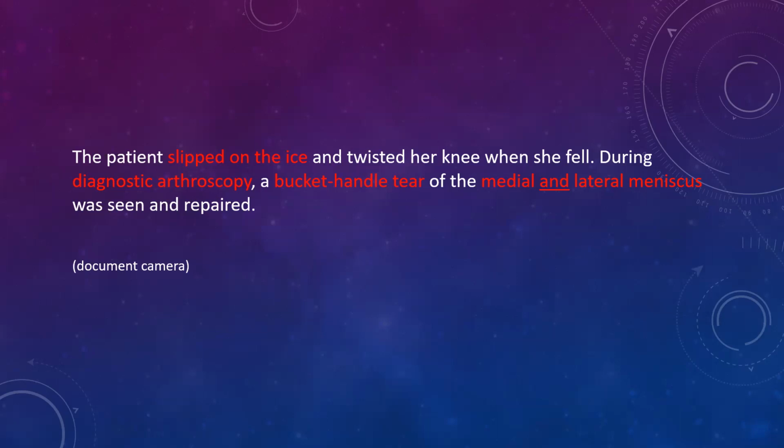One, there were two separate tears. So we have a bucket handle tear on the medial and lateral portion of the meniscus. So that's going to be two separate diagnoses, right? Even though we're just doing one arthroscopy, one procedure code, we're still going to have two diagnosis codes because we have a bucket handle tear of the medial and lateral portion of the meniscus, okay? So that's giving us some information there.